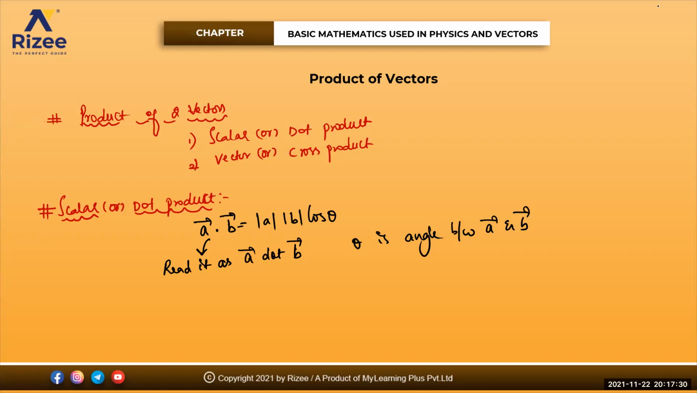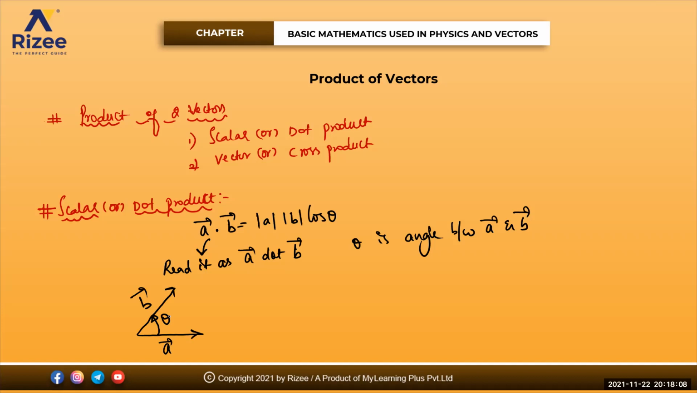Product of two vectors, scalar product or dot product. A bar dot b bar is equals to mod a into mod b into cos theta. And how do you read this one, beta? A bar dot b bar. Okay, and theta is the angle between your a bar as well as your b bar. Clear? Like see this one. A bar, this is your b bar. Angle between them is theta. So theta is the angle between A bar and B bar.